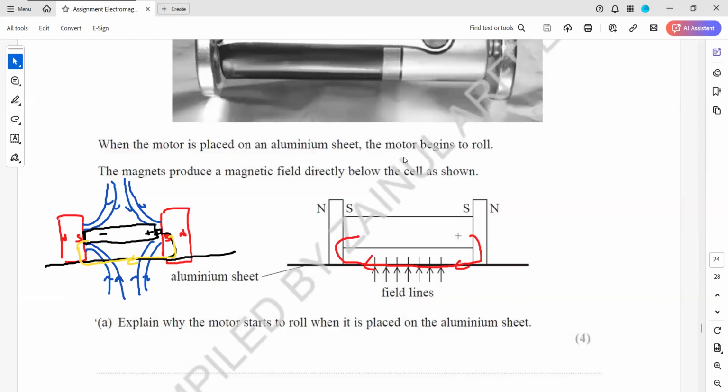So how do we write this answer? There is a current in the aluminum sheet because we have a complete circuit: the dry cell, the metallic magnets, and below is the aluminum, which is a conductor. So when there's a complete circuit, the current will flow through the aluminum sheet. And the current is perpendicular to the magnetic field. So as the current is perpendicular to a magnetic field, it will experience a force.